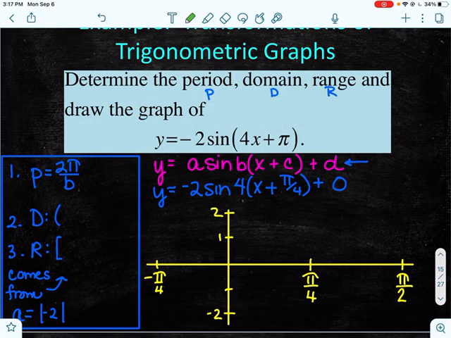Okay, so the first thing we get is the period. The period is 2 pi over b. The b value is 4. So it's 2 pi over 4, which is pi over 2. So the period is pi over 2. If you look at the graph, I've drawn the graph already. I tend to draw graphs that illustrate the period, because then I can work in quarter cycles, if you will.